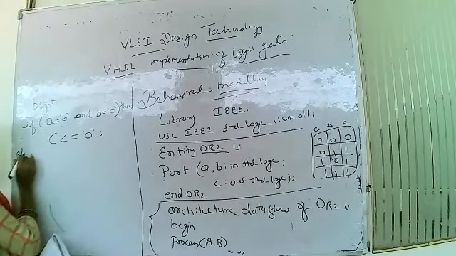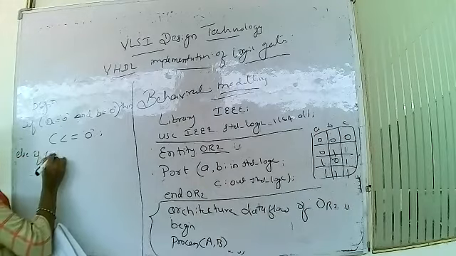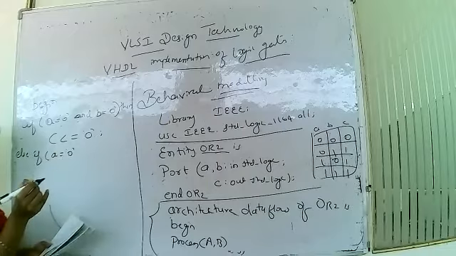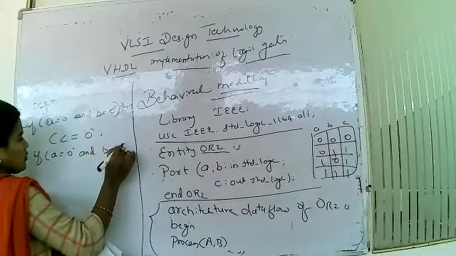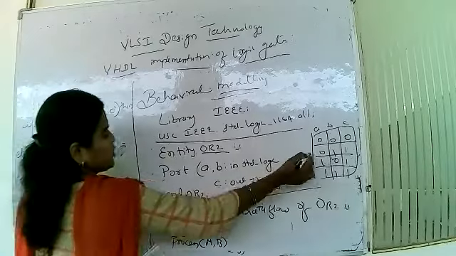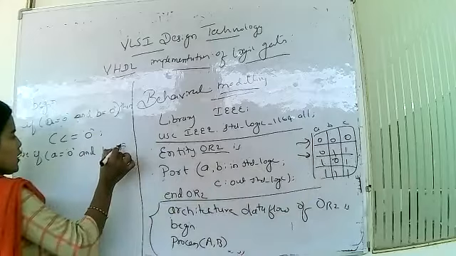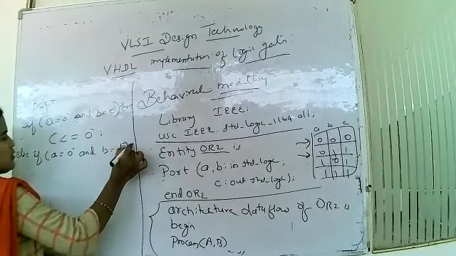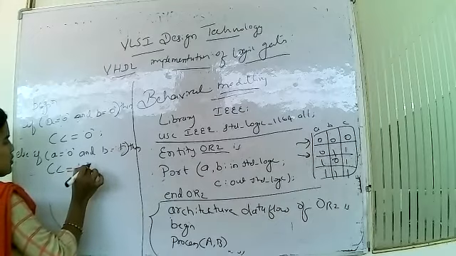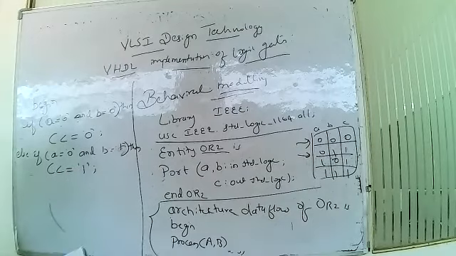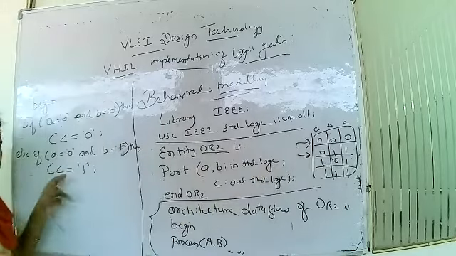Else if A is equal to 0 and B is equal to, next condition it is, B is equal to 1, then C is equal to 1. Are you understanding? I am just writing all the cases here.